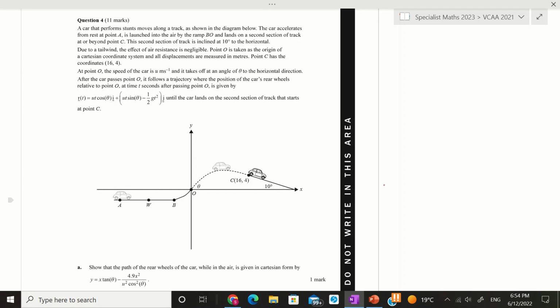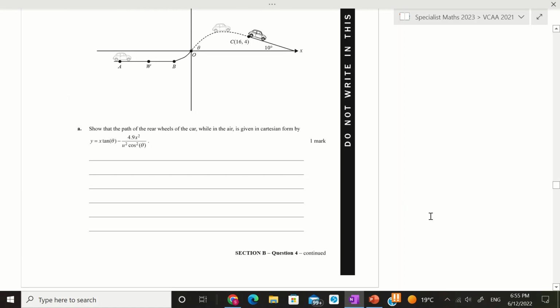What's important here is this r of t. This r of t is only describing what happens to the car right after it takes off from point O and lands at point C or anywhere beyond point C. So until the car lands on the second section of track and starts again at point C, that's what this equation is describing. Okay, so let's go ahead and try part A.